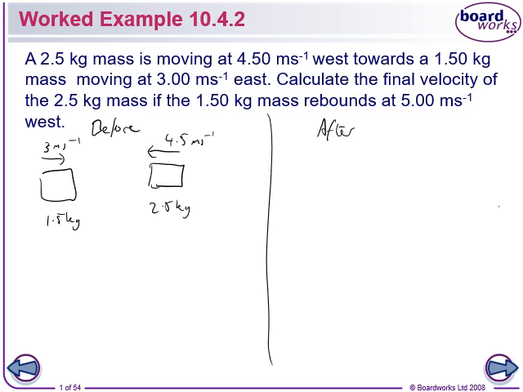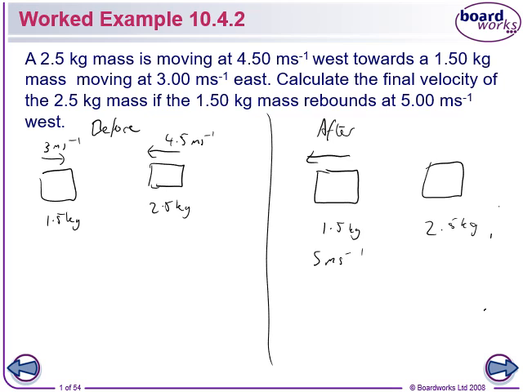Our final condition is, our 1.5 kilogram mass, after the collision, has bounced backwards. Okay, they've had a collision and it's bounced back the way it came because it rebounded at 5 meters per second west. So now we need to work out what has happened to our 2.5 kilogram mass. We don't even know the direction it's heading. Is it going the same way as the 1.5? Has it bounced back completely? We don't know yet. So we need to look at the momentum that has happened here.